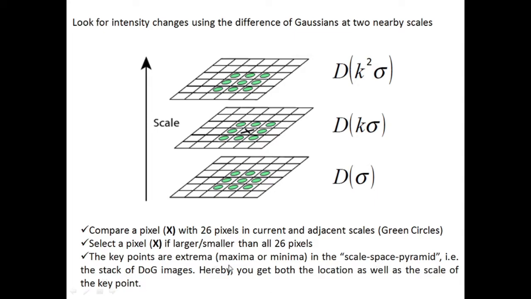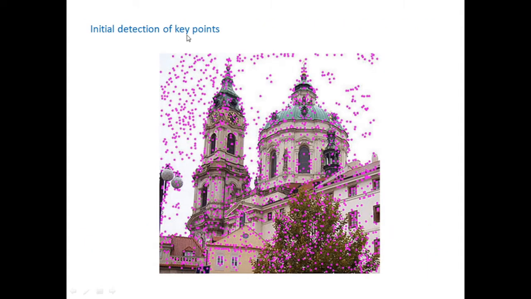So the key points are the extrema, which may be a maxima or minima in the scale space pyramid. That means it is a stack of DOG images where I can get both the location as well as the scale of the key point. So that is my ultimate aim here, that is approximate location and scale for the feature points I found here.